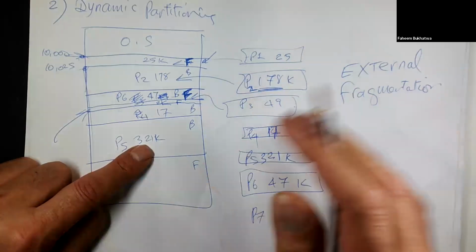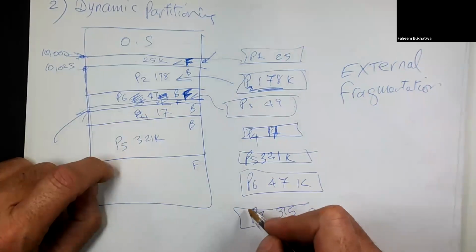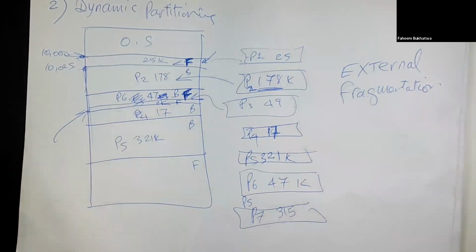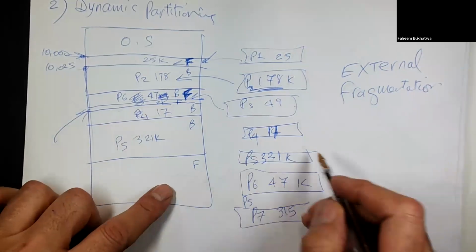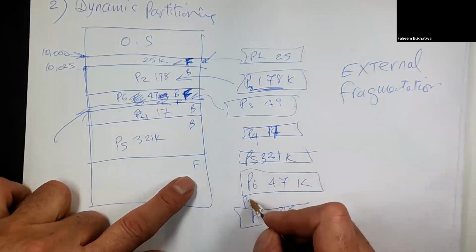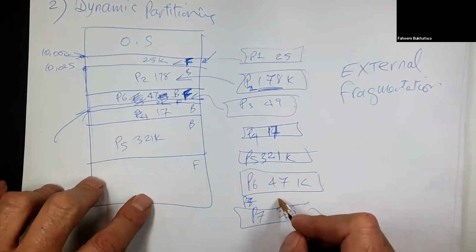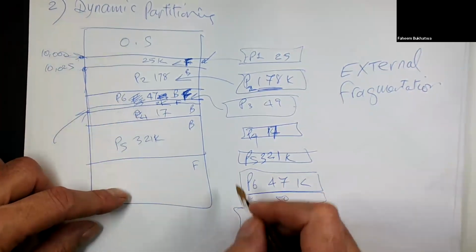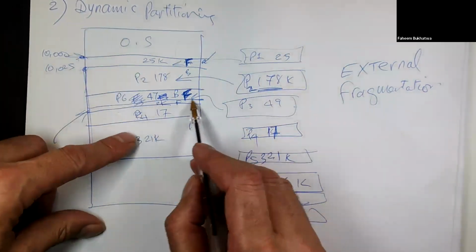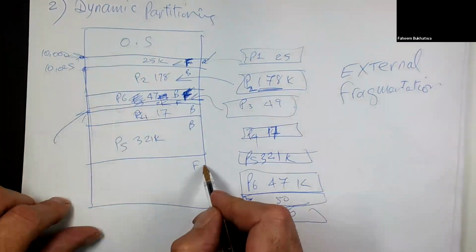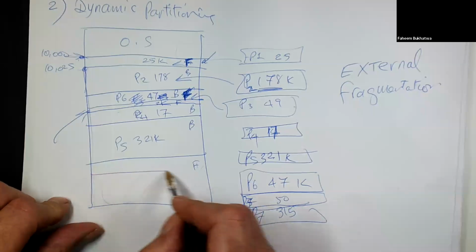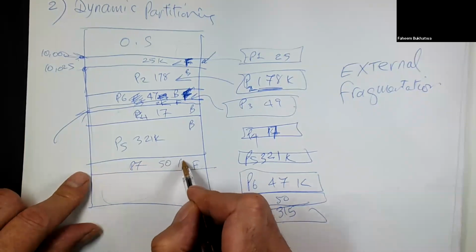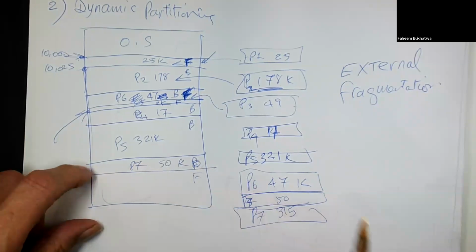Oh, sorry. Before that, program number 5 finished. No, let me make it more realistic. First, program number 7 comes in and says, I need 50K. Do we have 50? No, we don't. So we go down, that's too small, that's no longer free. So we come down here, go to the big block and take 50K. So this is program number 7 that has 50K and it's busy, and the rest of it is free.